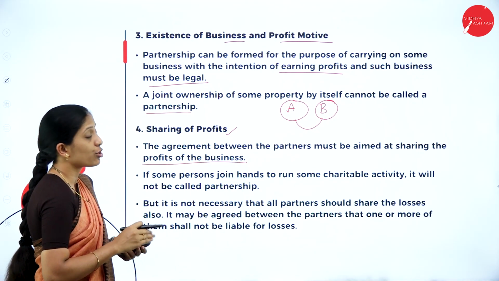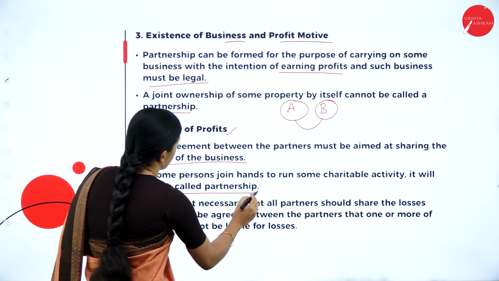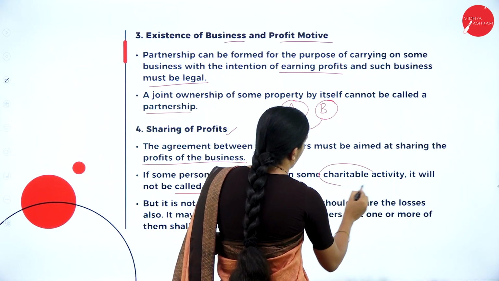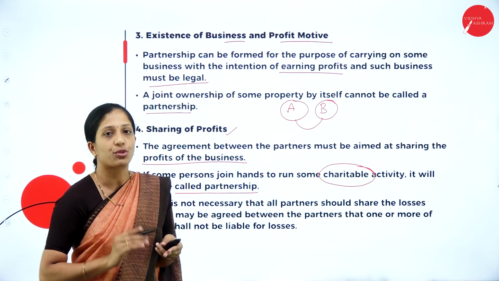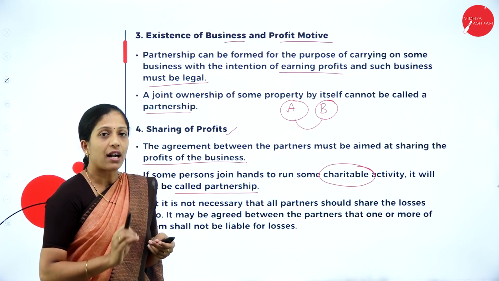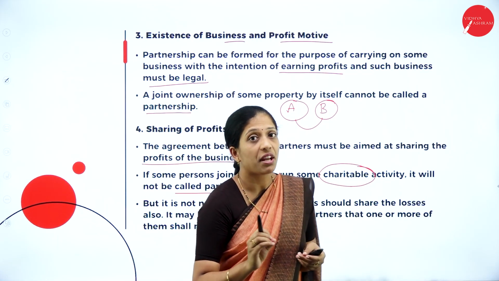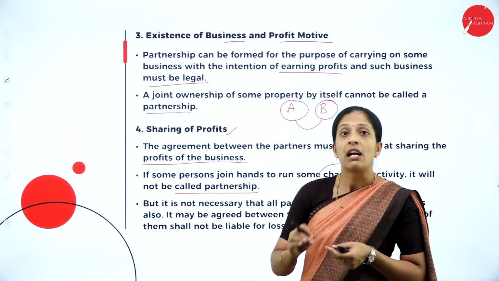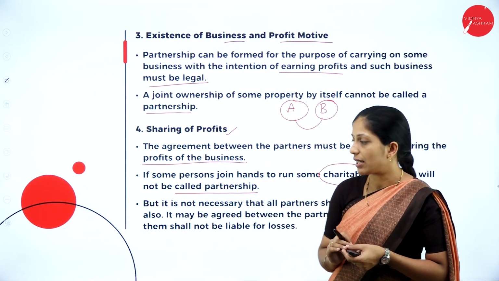If some persons join hands to run some charitable activity, it is not called a partnership. So where the main aim of charitable institutions is to what? To render service to the society. So they are not called as what? Partnership. Partnership will be considered only if their main aim is to earn profit. Then only it is called a partnership firm. If they are rendering service to the society, then it is not called a partnership firm.